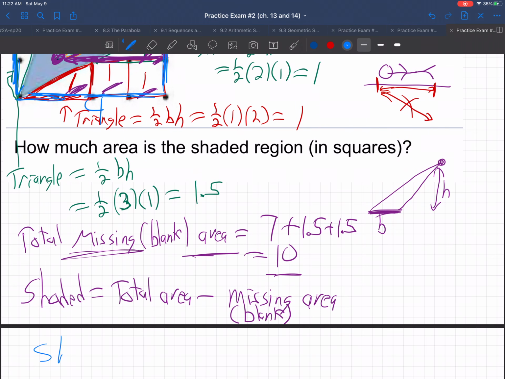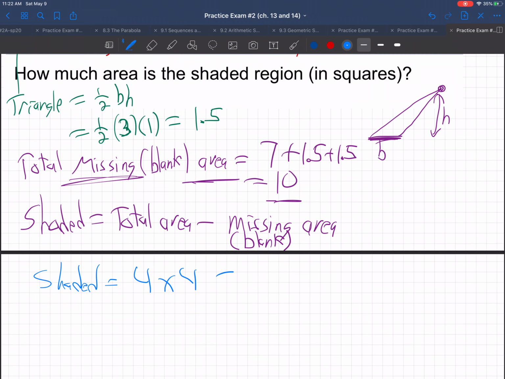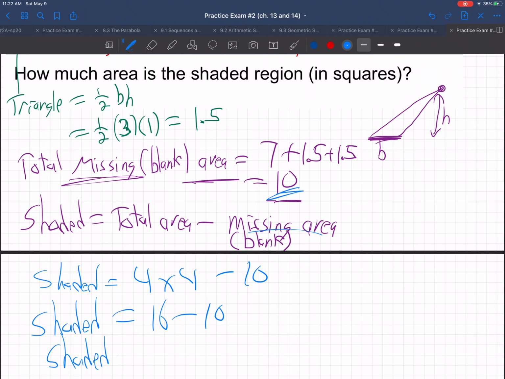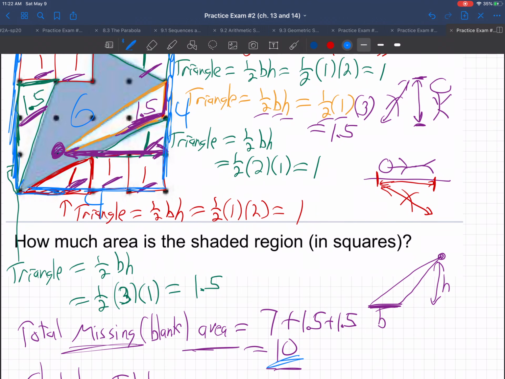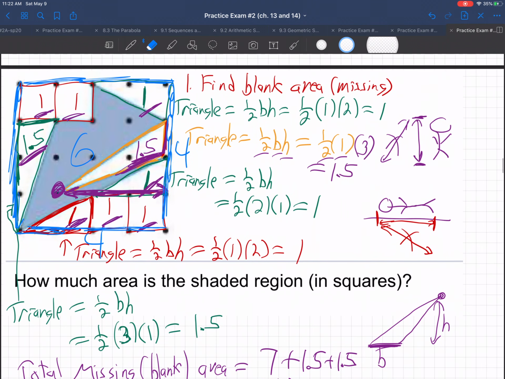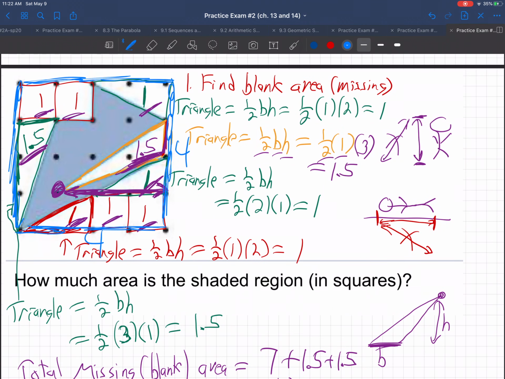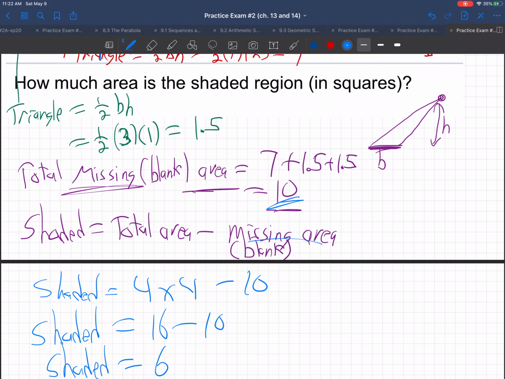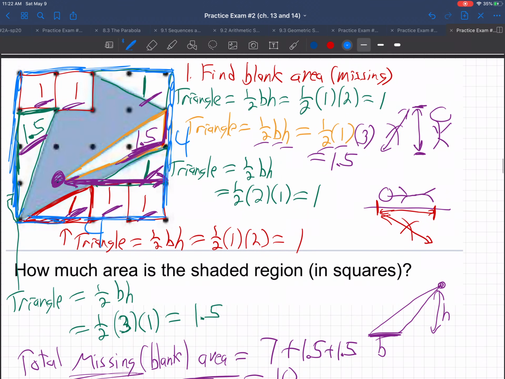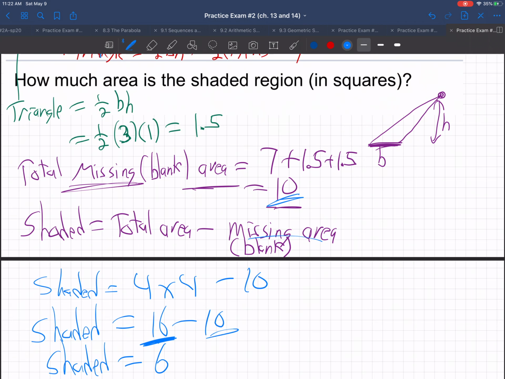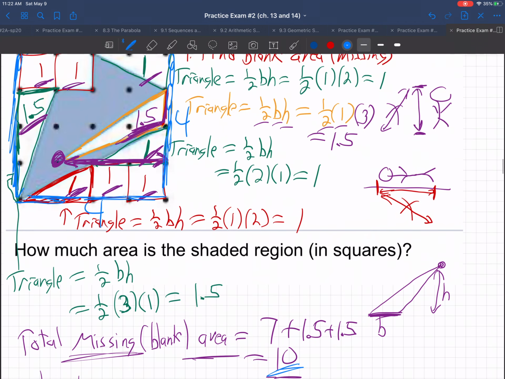So the shaded area is going to be the total area, 4x4, minus the missing blank area, which I already decided is 10. So that's 16 minus 10. The shaded area must be 6. All the shaded area, everything shaded. I don't want to just put it here and make you think it's all the shaded area, because I took the total area that's present, which is 16, a 4x4 rectangle, and subtracted all the blank areas, all the missing areas that we added up, which came to 10. So the shaded area is 6. That's a hard one.